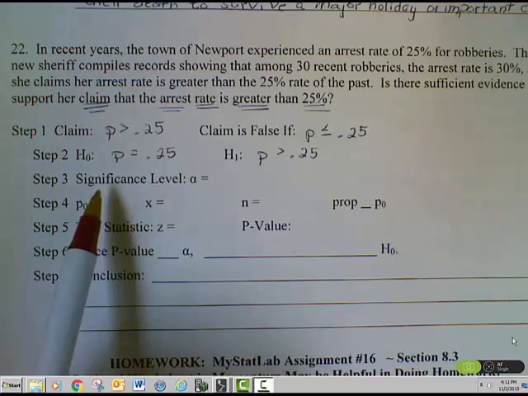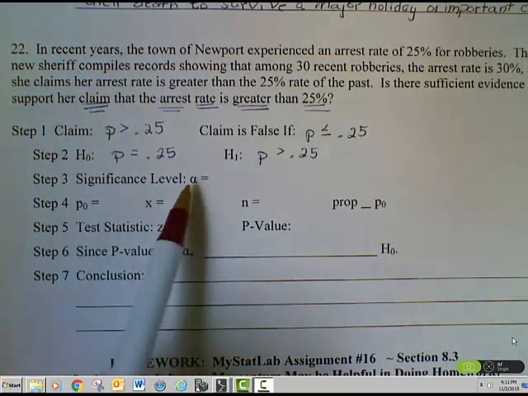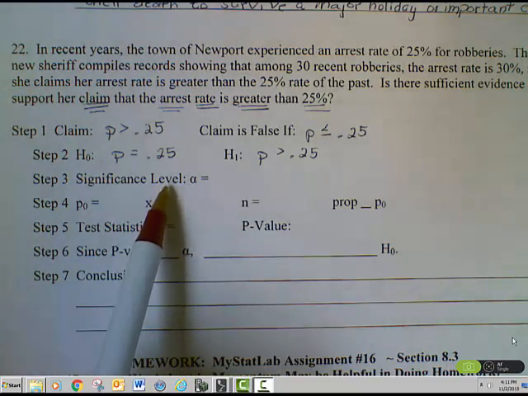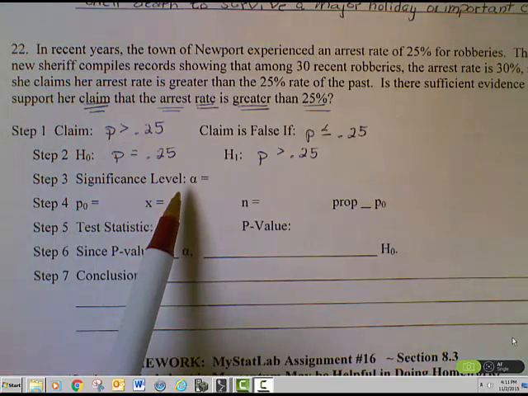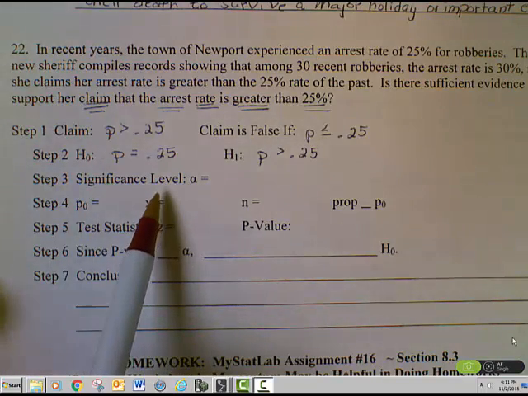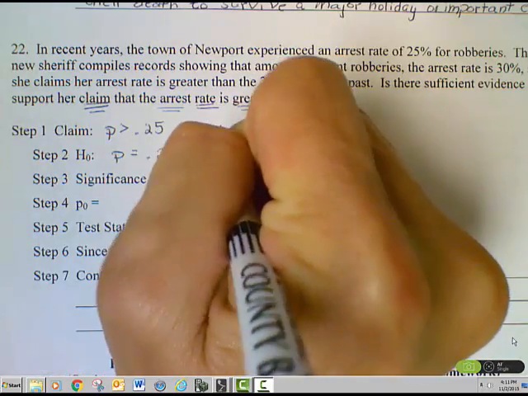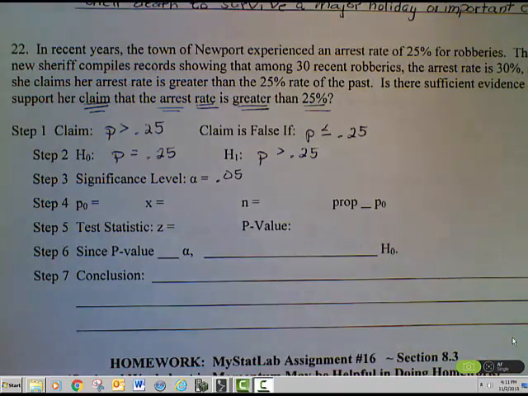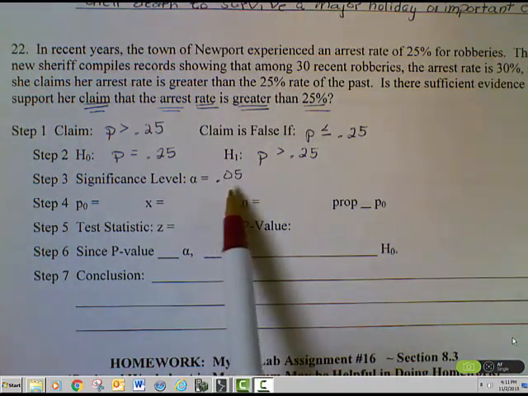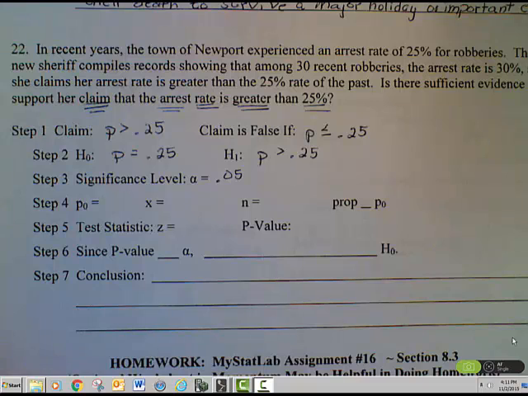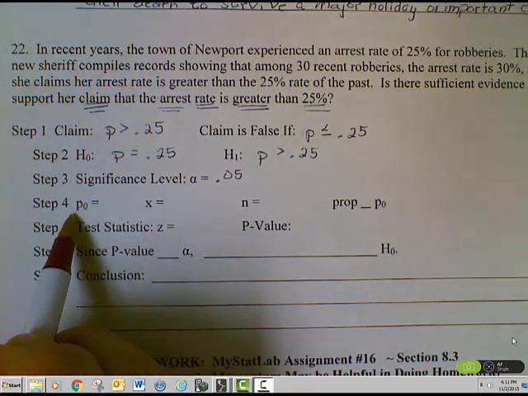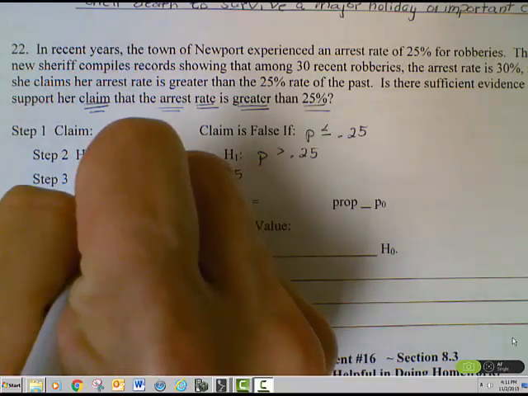We are not given a specific significance level here, so I want you to keep this in mind. When you're not given a significance level, I want you to use a confidence level of 95% or a significance level of 0.05. Use that whenever you're not given a significance level. In step 4, the proportion in the null hypothesis is 0.25.